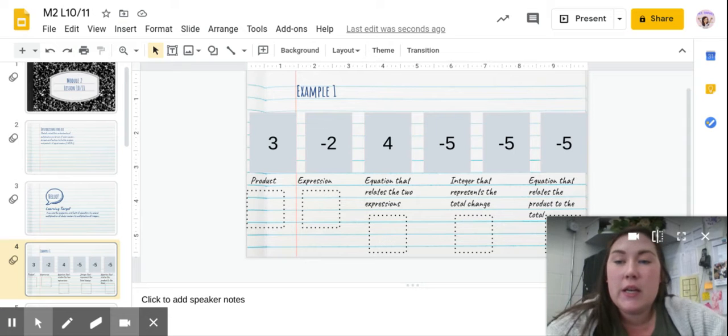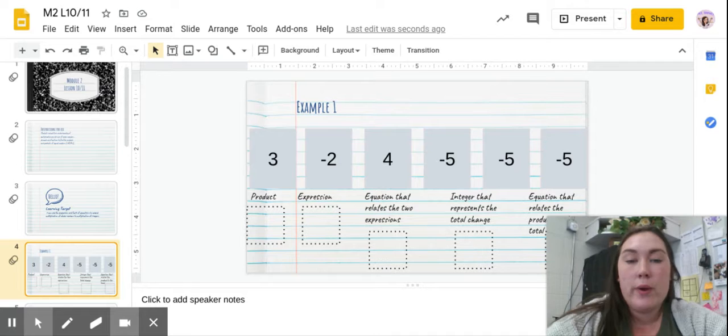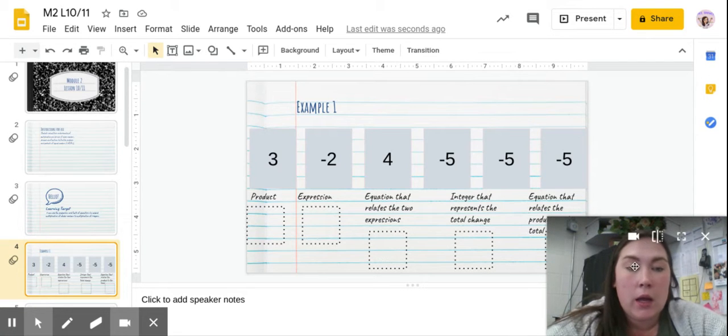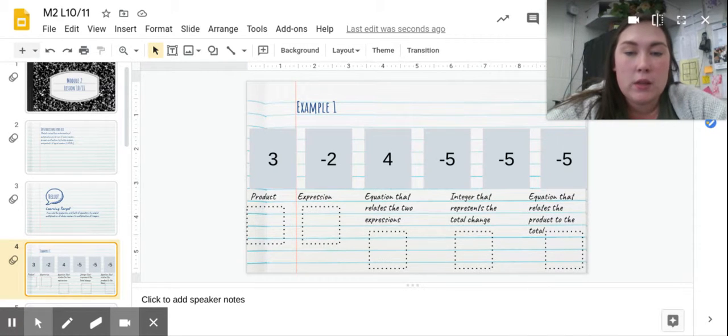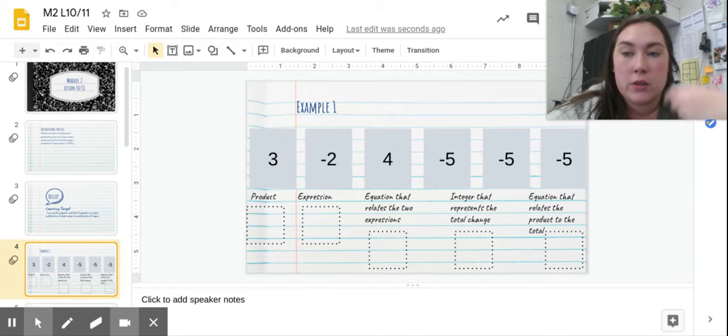Right, so we're officially in lesson 10/11. So here we have a game, and we'll give you a little bit of background. In this game, it's like the one we were playing earlier with the cards, but I needed some specific numbers, so I just made the cards myself and put them in here.